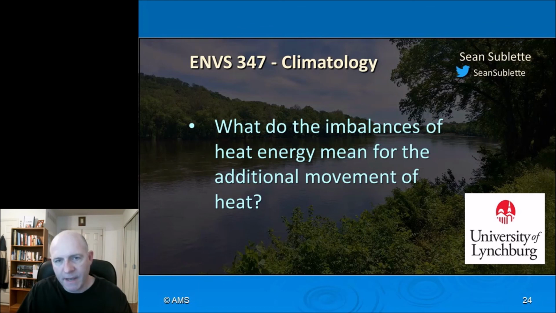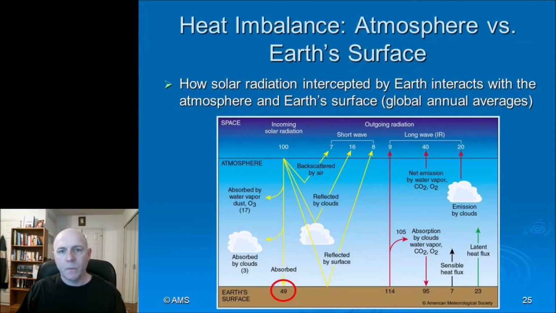So with that in mind, what do these imbalances of heat energy mean for additional movement of heat around the Earth system? Well, let's go into this graphic real quick. This is a little bit complicated, but let's take a couple of very important points from this. When we look at the atmosphere versus the surface, the ground itself, how incoming solar radiation is intercepted by the Earth and interacts with the Earth regarding the Earth's atmosphere and the surface. And these are global annual averages.